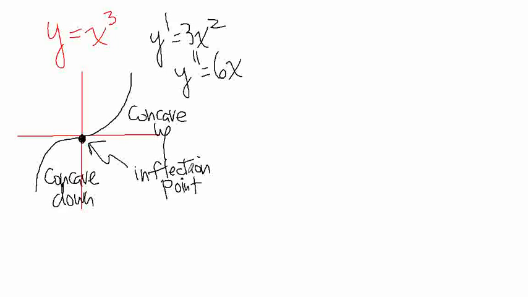Now, let me emphasize something. We don't care about the first derivative when we're looking for inflection points. The first derivative is irrelevant. The first derivative can be anything at an inflection point. Let me show you a couple of examples. In the example I just gave you, the inflection point had a first derivative of 0, so it was a critical point, but an inflection point doesn't even have to be a critical point.